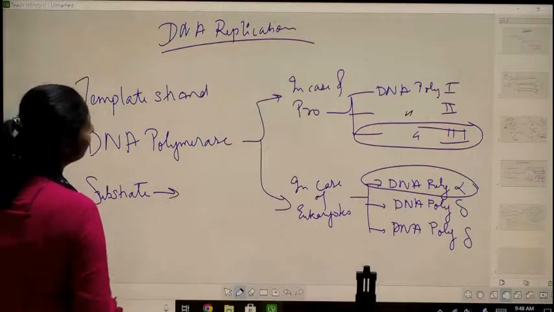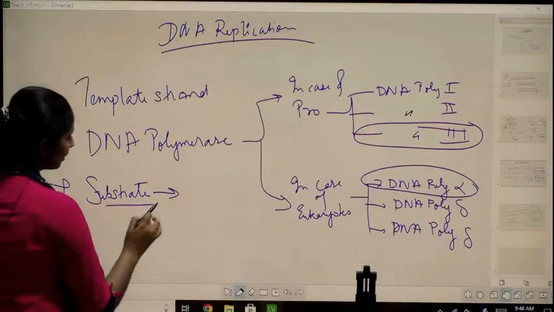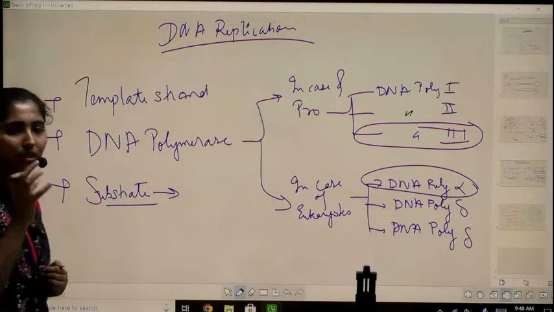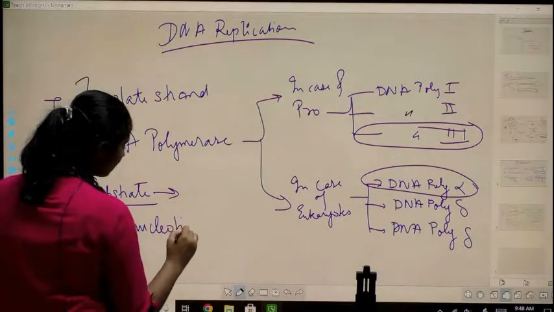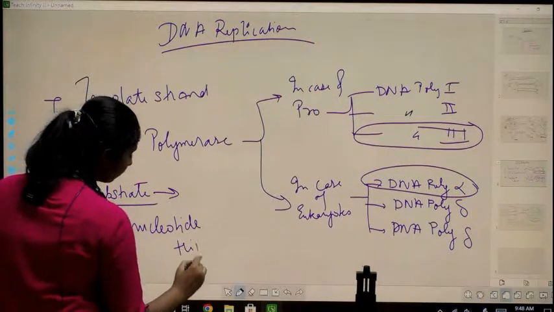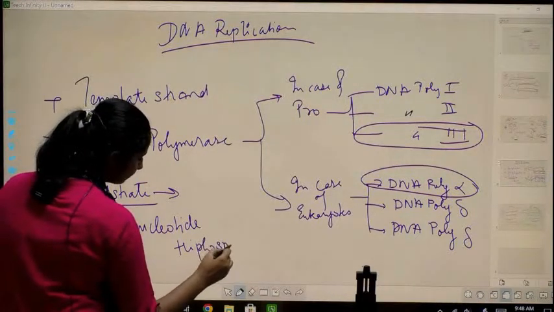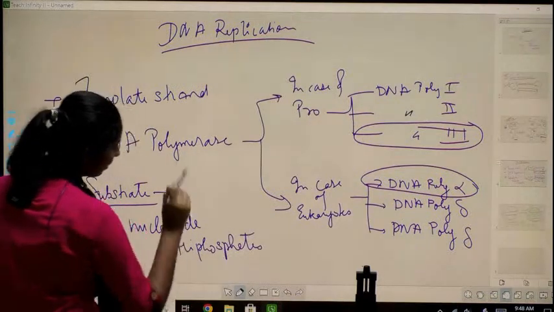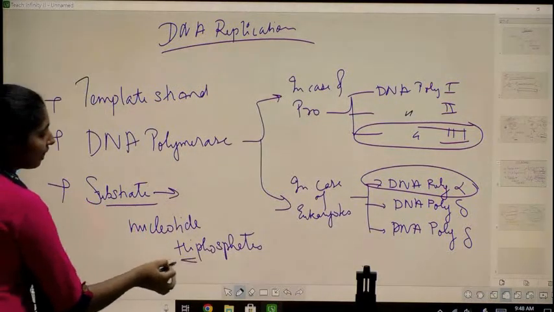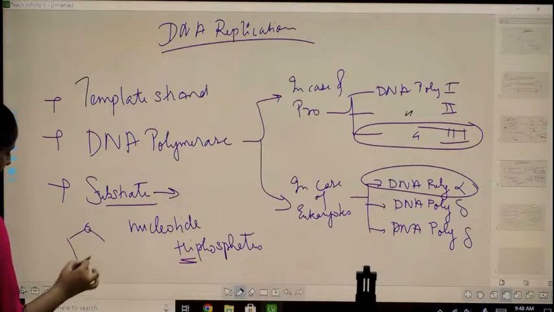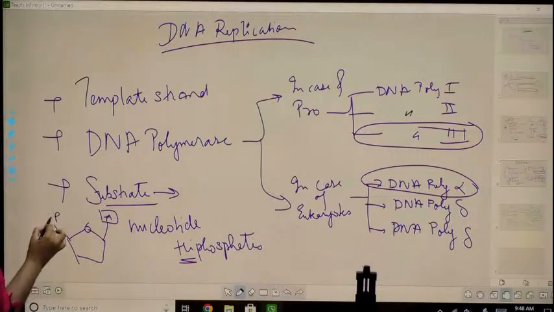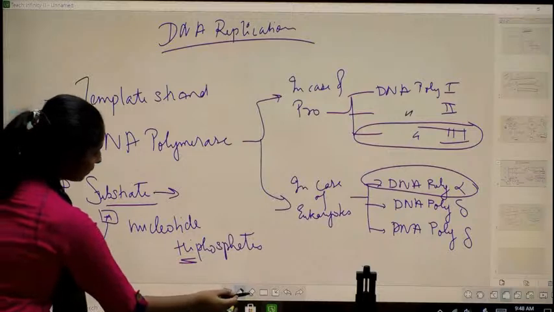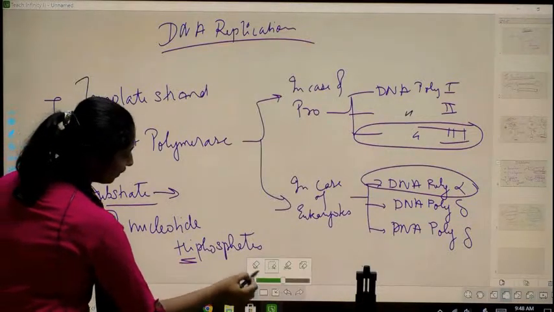So in the case of DNA replication, the substrate is a bit different. Instead of using just nucleotides, we use nucleoside triphosphates. Nucleotide triphosphates. Now, as the name indicates, they have 3 phosphates. Right. So nucleoside triphosphates will have 3 phosphates.